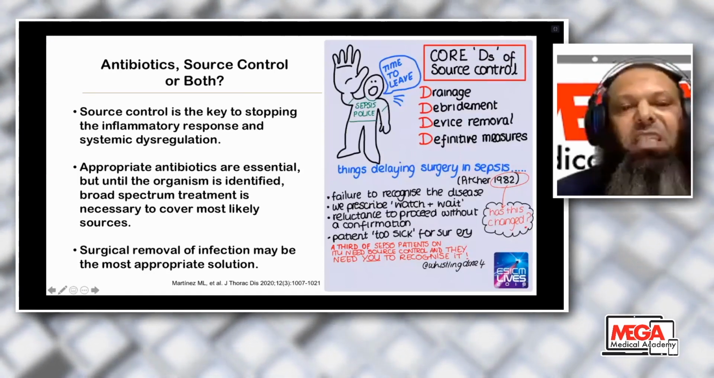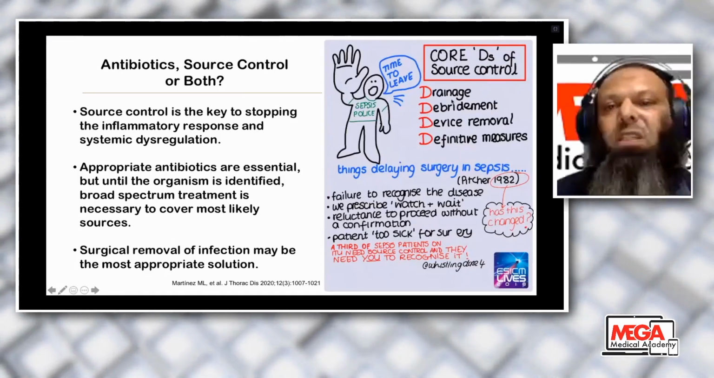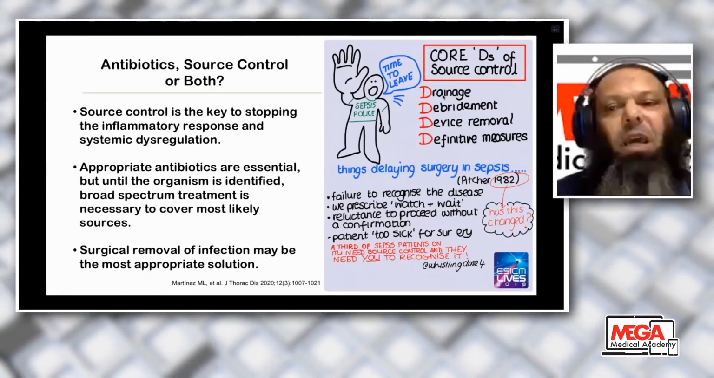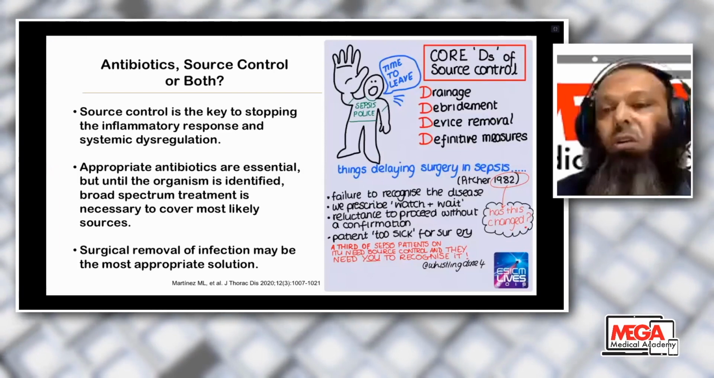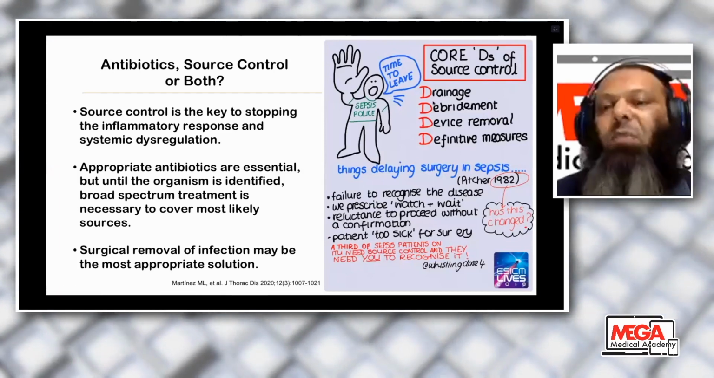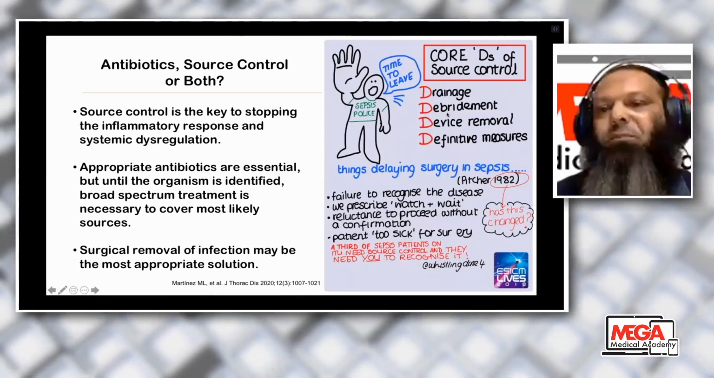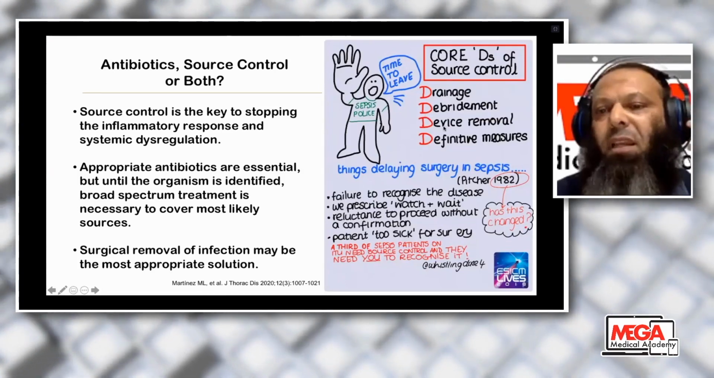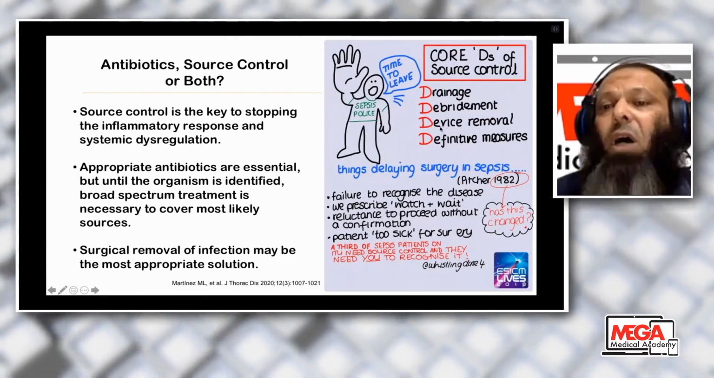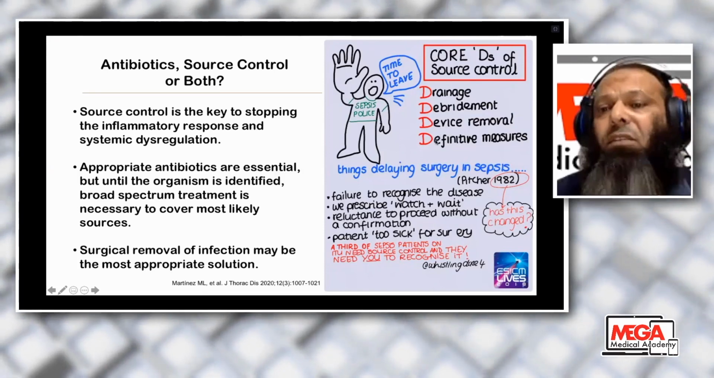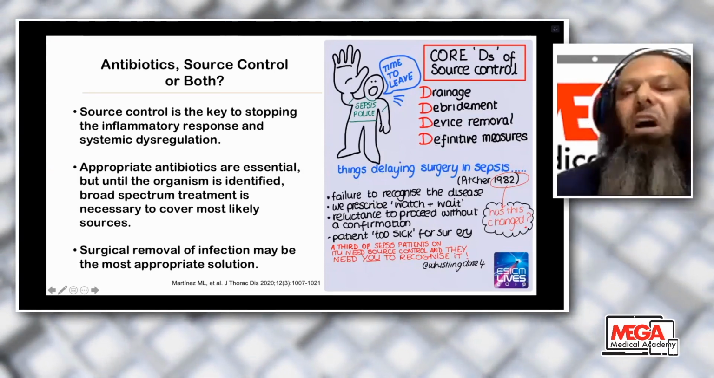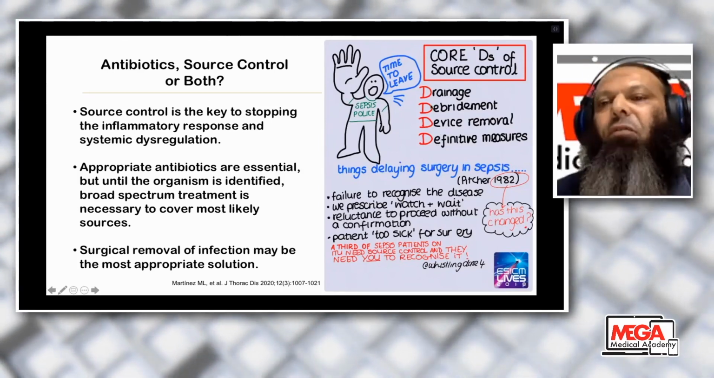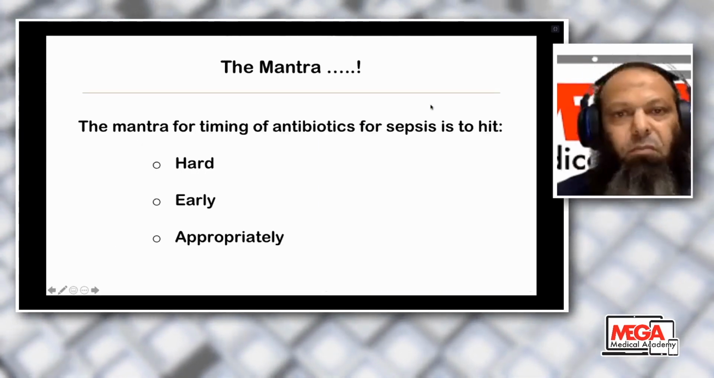Every time you face a patient with sepsis or septic shock, confirm the diagnosis and ask yourself about the 4 Ds. Drainage for any collection or loculation, debridement for any soft tissue infection, device removal for any lines, central line, big line, permacath, and definitive measures for surgical intervention if you have bowel ischemia or perforated viscus. So those are the 4 Ds for source control.